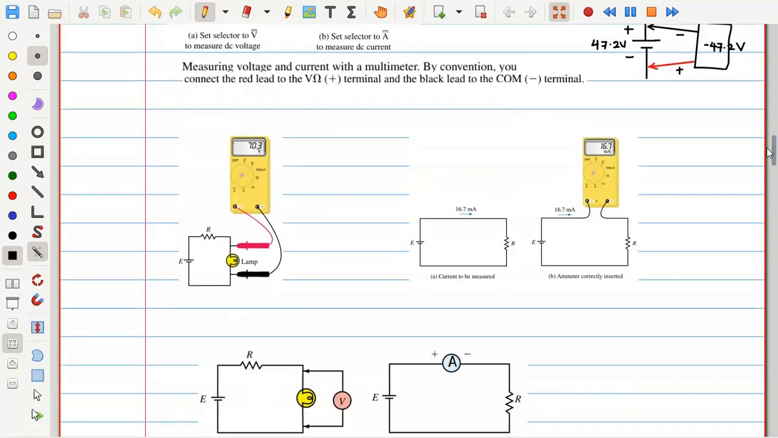And you can see this. To measure voltages, you should understand how to connect the probe across the device. So this is about the voltmeter. Now let us see the current. And here we have a current of 16.7 milliamperes.